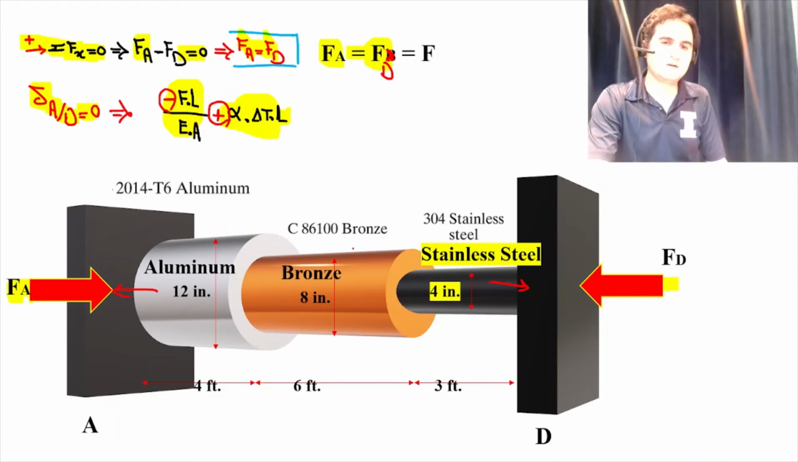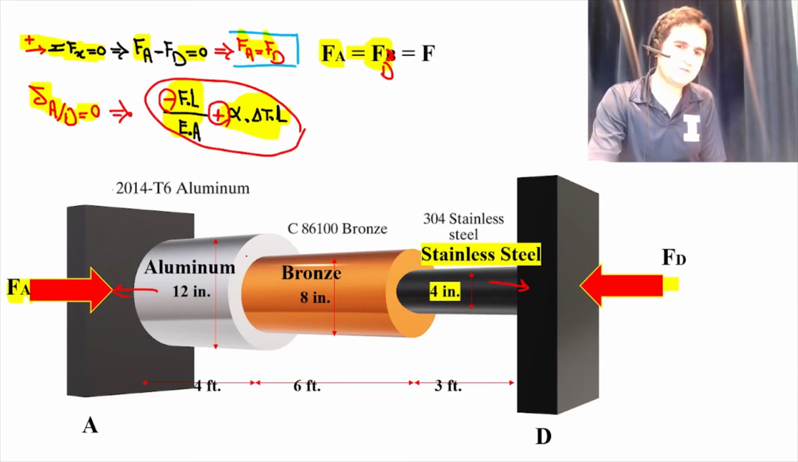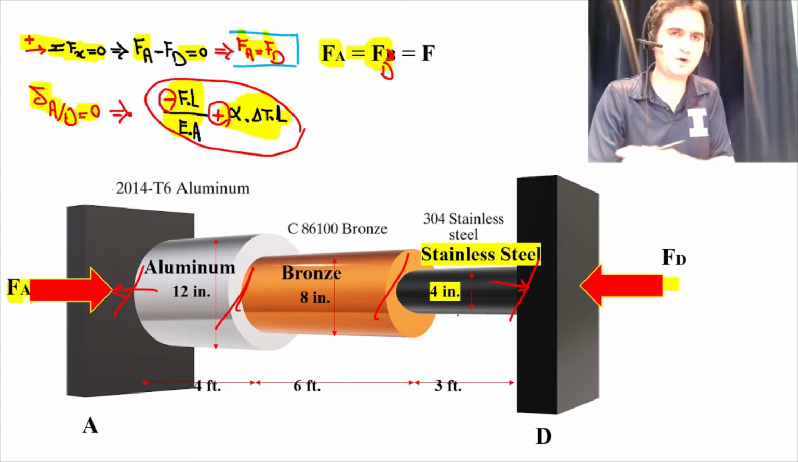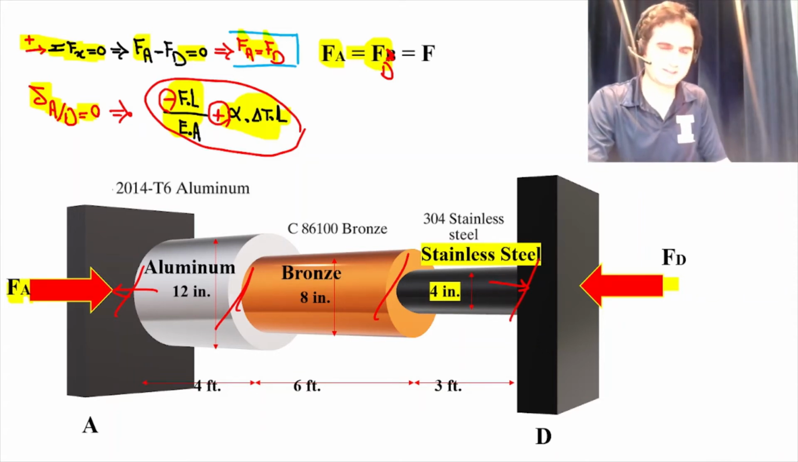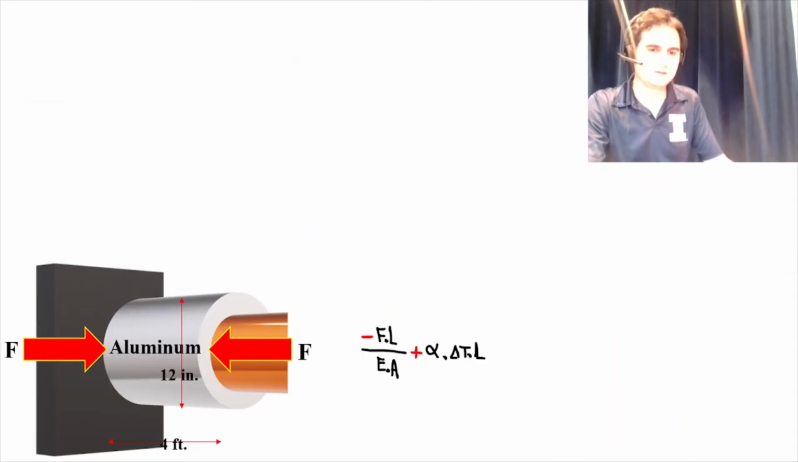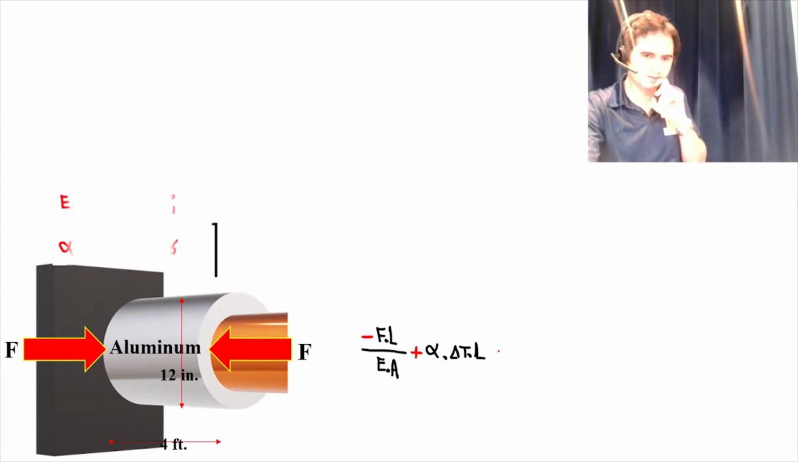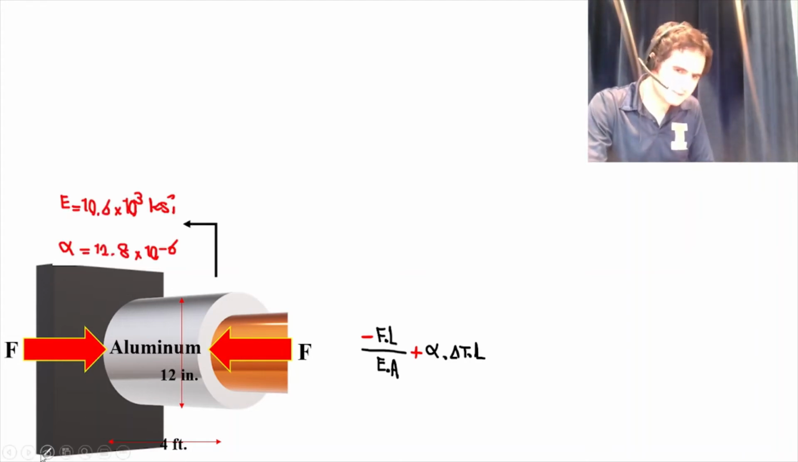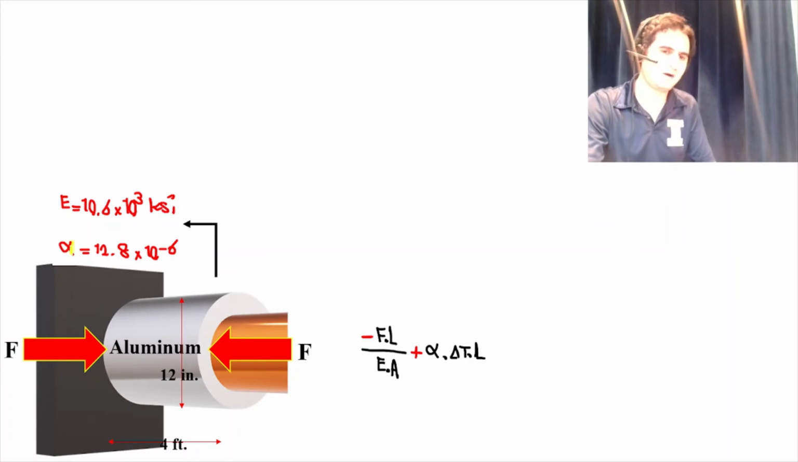The next step is to apply the same fact for each individual part: part A, part B, and part C. If we had 10 parts, we would apply it to those 10. So for the very first part, we have negative FL over EA plus alpha delta T L equals 0. We have all the pieces of information we need. We know what alpha is and what E is for aluminum. We know the diameter, which is 12 inches, and the length of the aluminum.